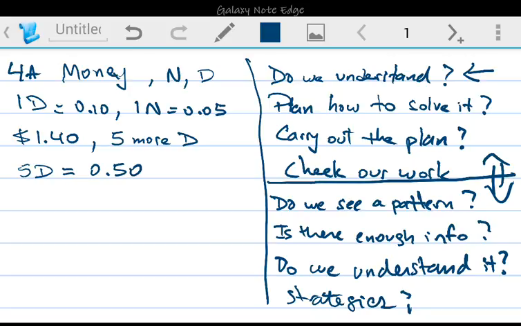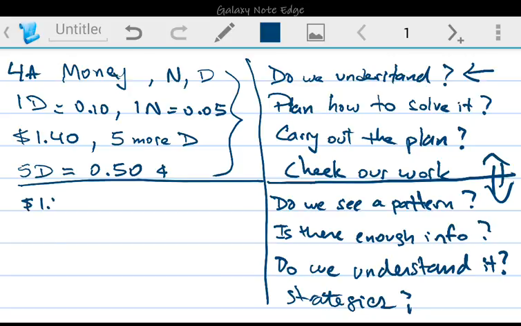Okay, so if we have a combination of nickels and dimes, if we have 5 extra dimes, then what do we need to do to solve the problem? So now that we have all the information here, do we understand the problem? Yes. So do we have a plan? Yes. Let's carry it out. The plan is let's account for the extra money, the extra dimes.